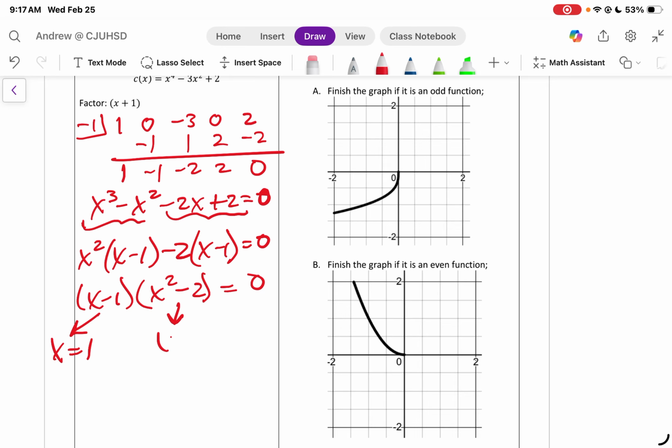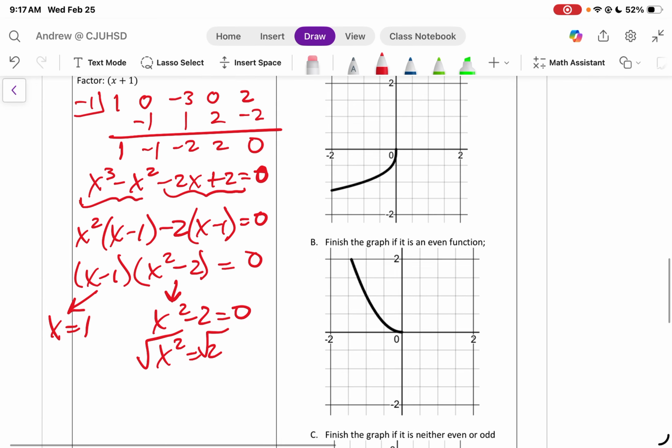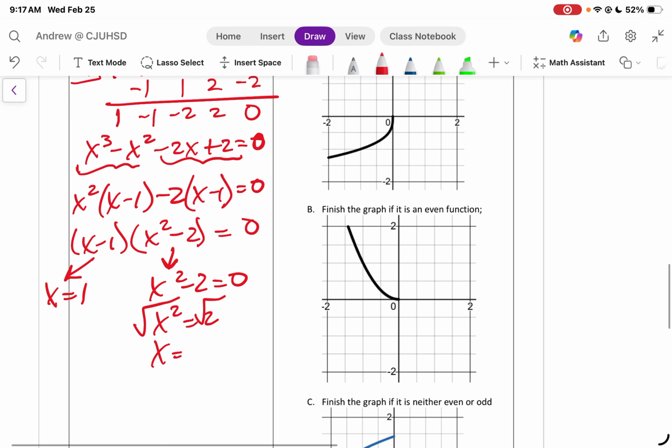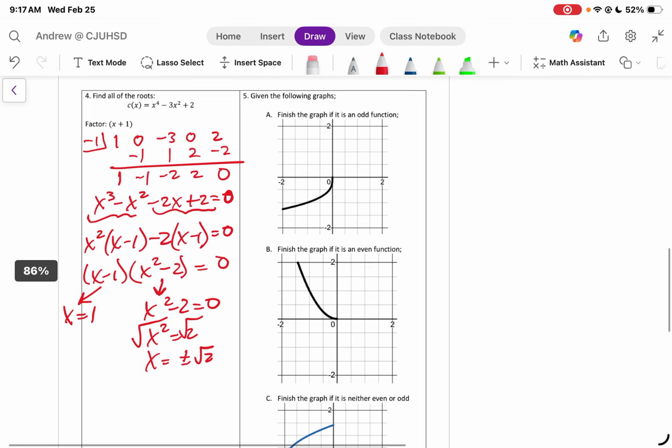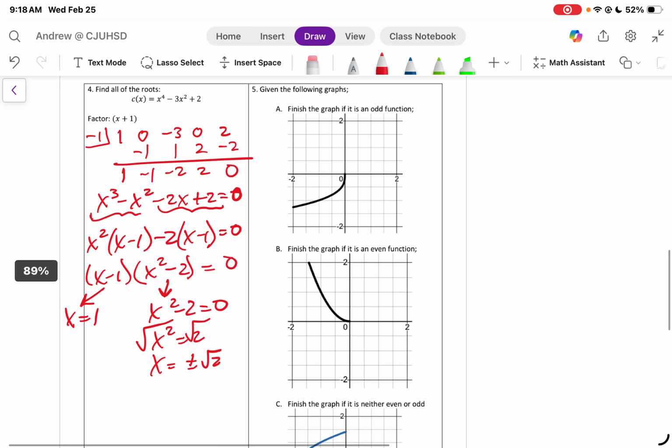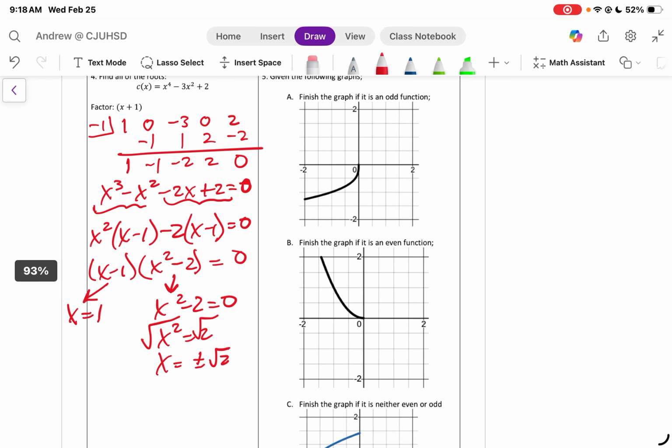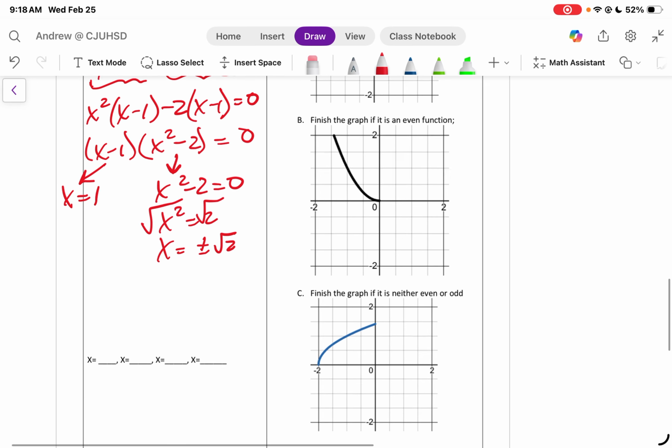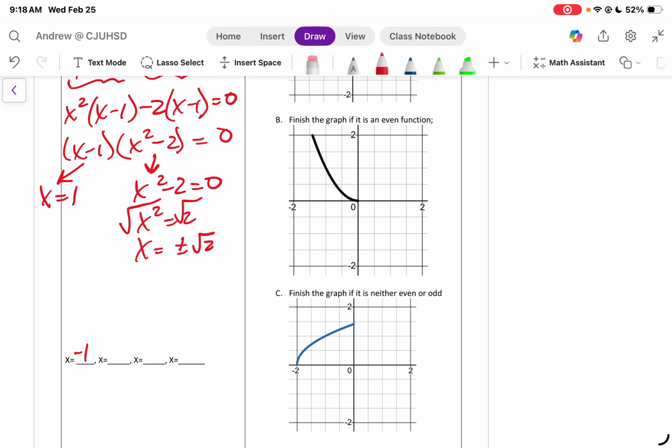And then from x squared minus 2, I can add 2 to both sides, take the square root, and get plus or minus root 2. Okay, so find all the roots. Think we've got them. There's 4 of them. And so we have negative 1, positive 1, root 2, and negative root 2.